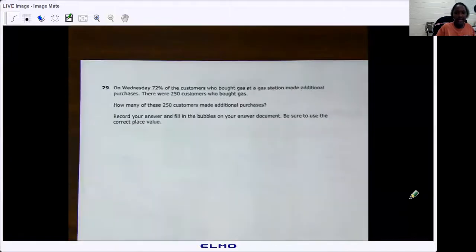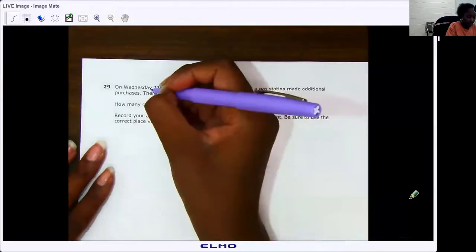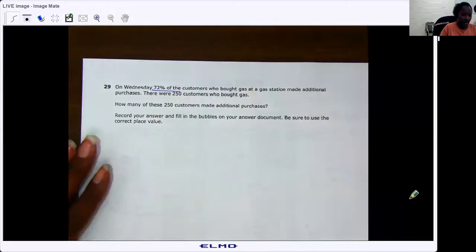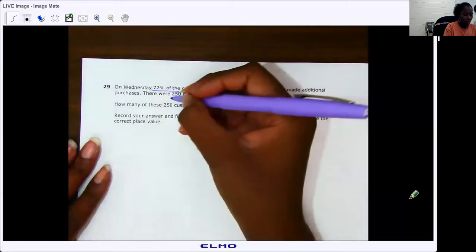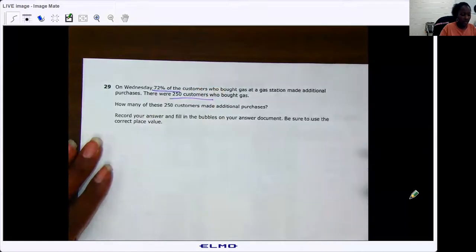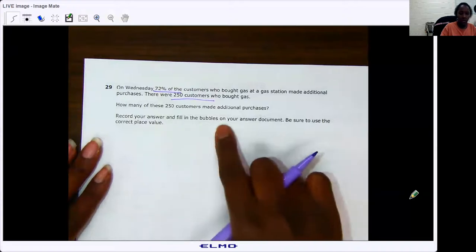On Wednesday, 72% of the customers who bought gas at a gas station made additional purchases. There were 250 customers who bought gas. How many of these 250 customers made additional purchases? Record your answer and fill in the bubble.